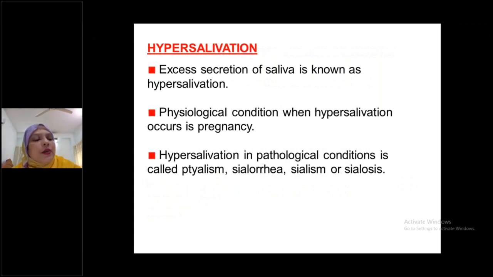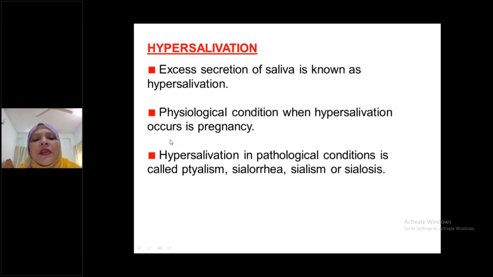Now, last question, that is short note, hypersalivation. Excess secretion of saliva is known as hypersalivation. Physiological condition when hypersalivation occurs is in pregnancy. ফিজিওলজিক্যালি হাইপারসালাইভেশন অকার্স ডিউরিং প্রেগন্যান্সি। মনে রাখবে প্রেগন্যান্ট লেডিদের অনেক বেশি সালাইভেশন হয়, অনেকে খুব বেশি ঘন ঘন থুতু ফেলতে থাকে, ঠিক আছে?